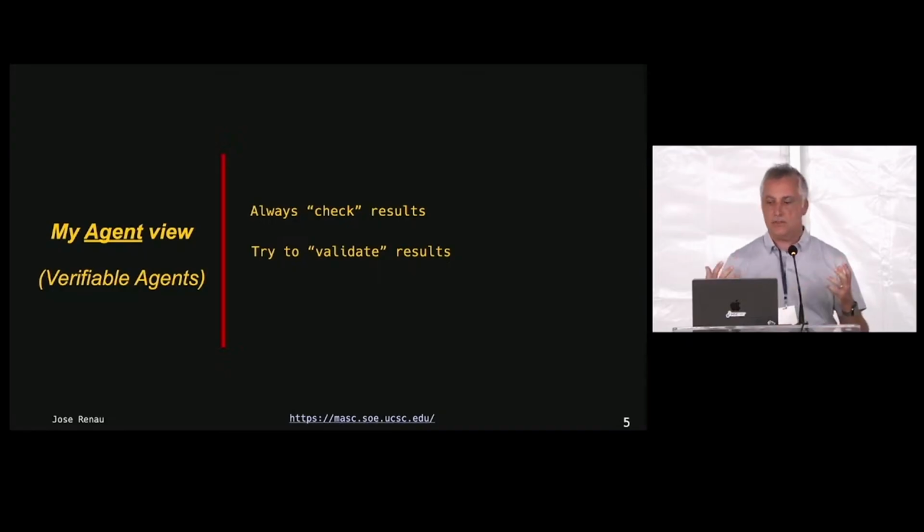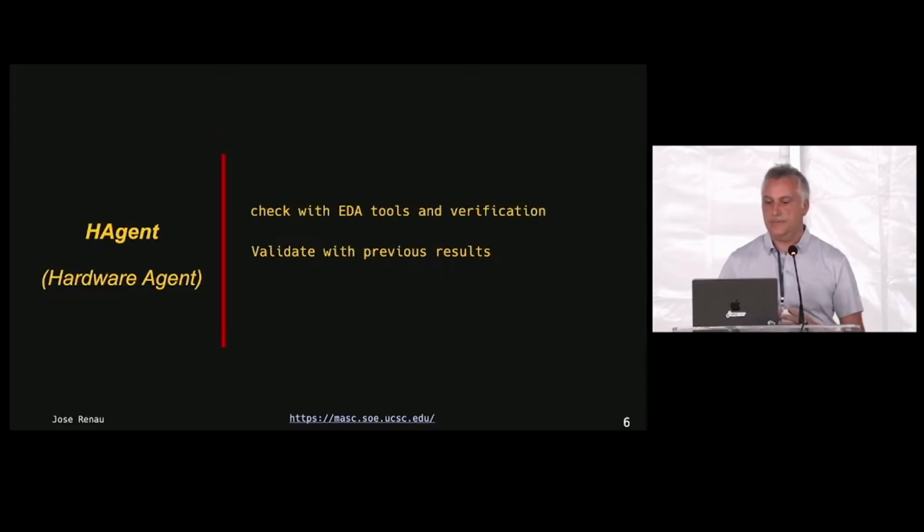Because we have these verifiable agents that we can build, we can iterate and go towards a better solution. So we check with the EDA tools whenever possible: do we have mistakes, like combinational loops? Do we have things that shouldn't be happening there? And if we have a verification infrastructure, which in hardware you usually tend to have because it's very expensive to make a mistake, then you can check with the verification infrastructure.